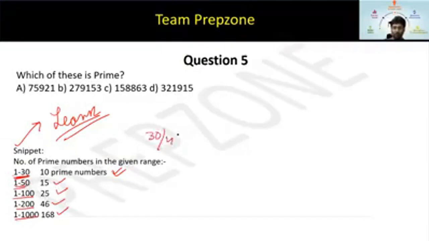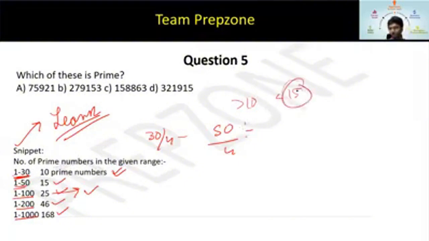Divide 30 by 4. Divide everything by 4. So 100 by 4 is 25. You will directly get the answer. What is 50 by 4? 50 by 4 is greater than 10 but less than 15. So look for the higher multiple of 5.